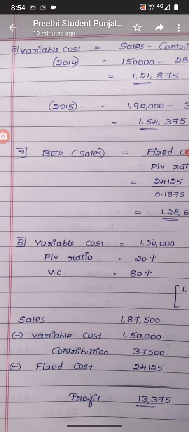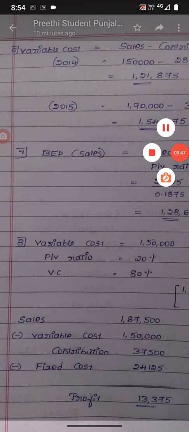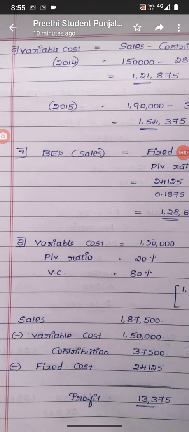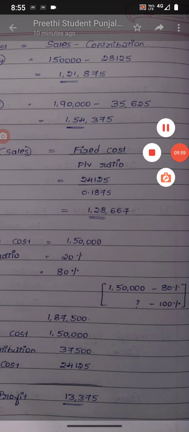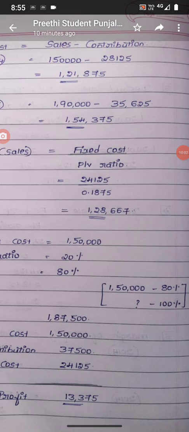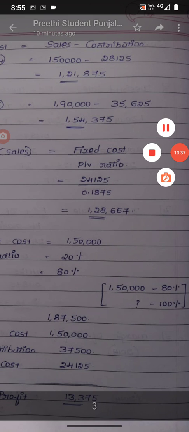Contribution you get is 37,500, and after deducting fixed cost of 24,125, profit is 13,375. So this is how we have solved one more problem of marginal costing. Remember, this is a problem where sales and profit are given for 2 consecutive years. Then you should use PV ratio as change in profit divided by change in sales. From that you can calculate contribution, then variable cost and fixed cost, and then margin of safety. Thank you very much.